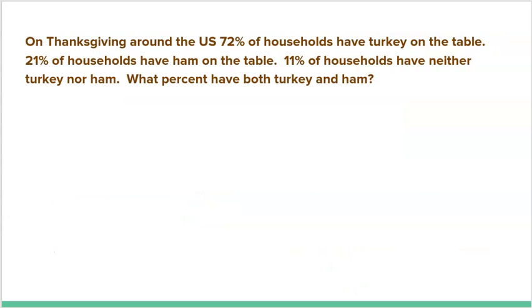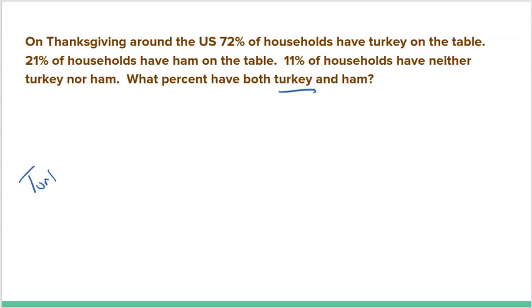All right, let's do one more problem here. On Thanksgiving, around the United States, 72% of households have turkey on the table. Okay, cool. 21% of households have ham on the table. 11% of households have neither turkey nor ham. What percent have both? All right, this is actually very, very similar to our sports and student council, but instead of having counts, we just have percentages. It doesn't actually make it any different.